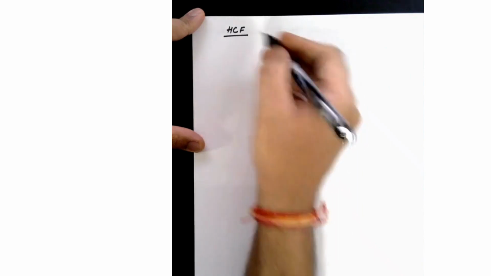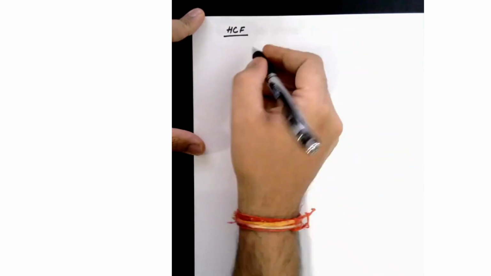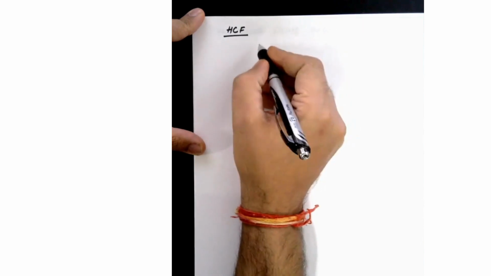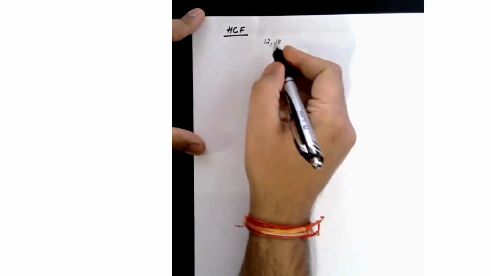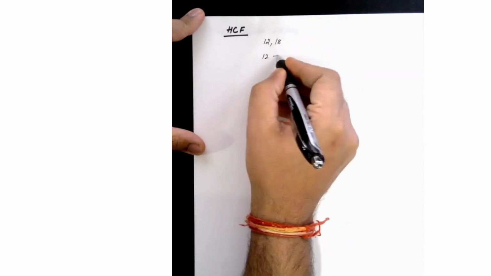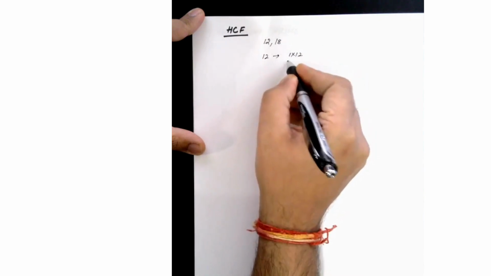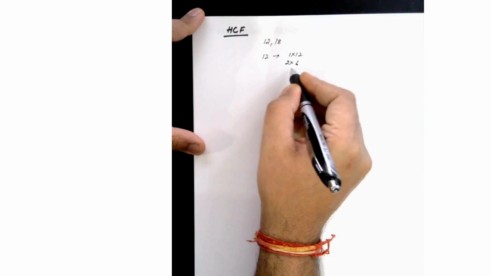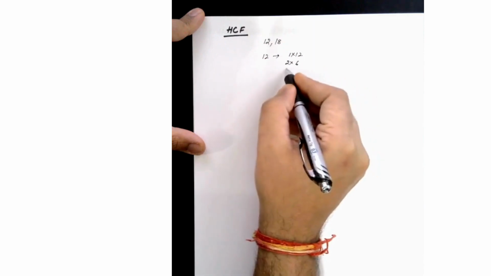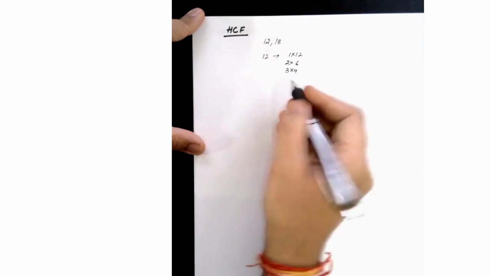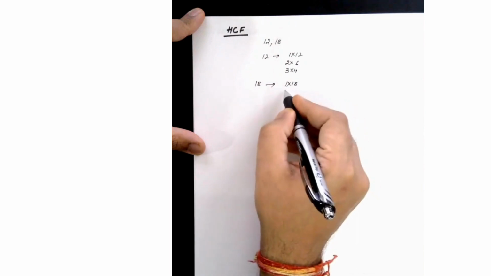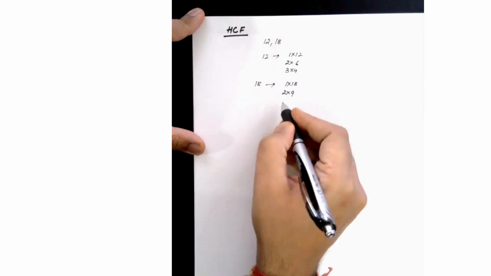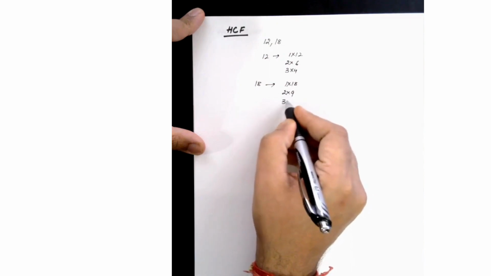Now we will discuss our topic, which is the highest common factor, or HCF as we call it. If we take an example of two numbers, say 12 and 18: 12 we can write as 1 into 12, or 2 into 6, or 3 into 4. And for 18 we can write it as 1 into 18, or 2 into 9, or 3 into 6.